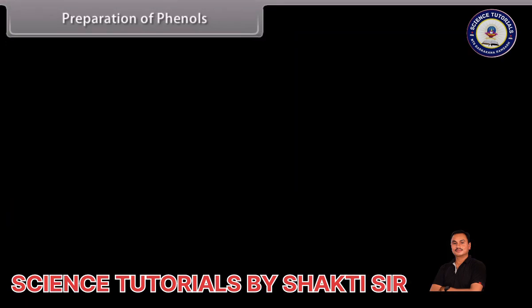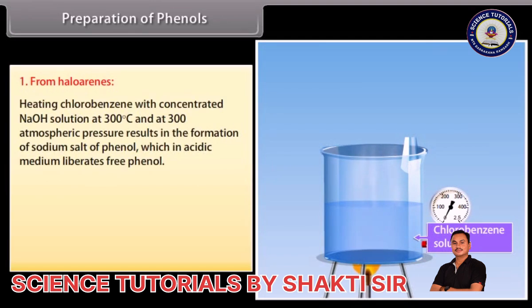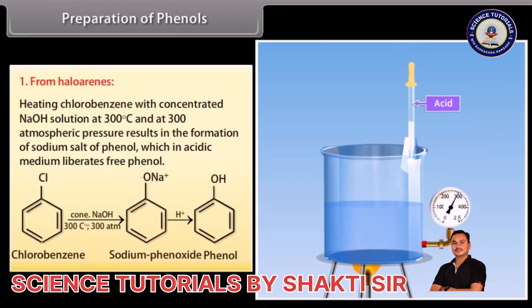Preparation of phenols. From haloarenes. Heating chlorobenzene with concentrated sodium hydroxide solution at 300 degrees Celsius and at 300 atmospheric pressure results in the formation of sodium salt of phenol, which in acidic medium liberates free phenol. Concentrated NaOH reacts with chlorobenzene at 300 degrees Celsius and 300 atmospheric pressure, resulting in the formation of sodium phenoxide, and then by providing some acidic medium, it gives phenol.